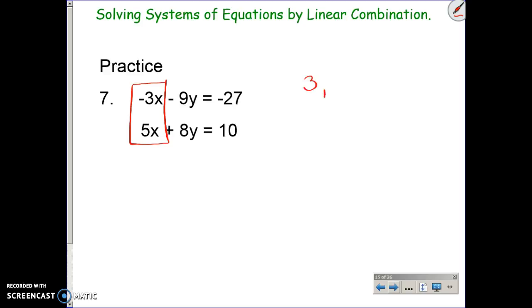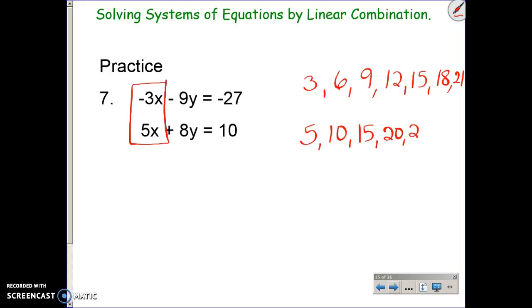In other words, 3 times 1 is 3. 3 times 2 is 6. 3 times 3 is 9. 3 times 4, 12, 15, 18, 21, and so on. 5 is 5, 10, 15, 20, 25, 30. Okay, so look at their multiples. Do they have something in common? Right there. So 15 is the number that I'm gearing for.